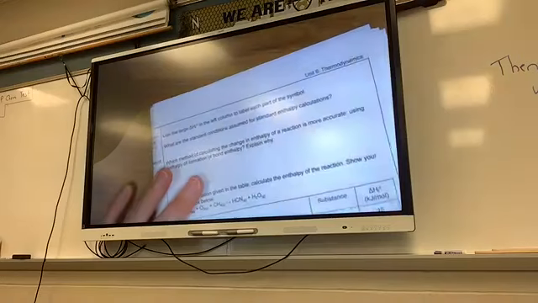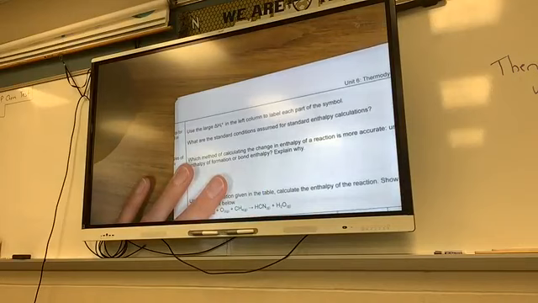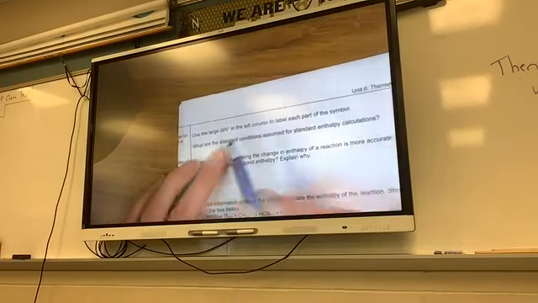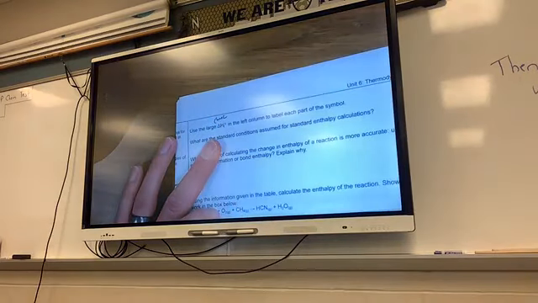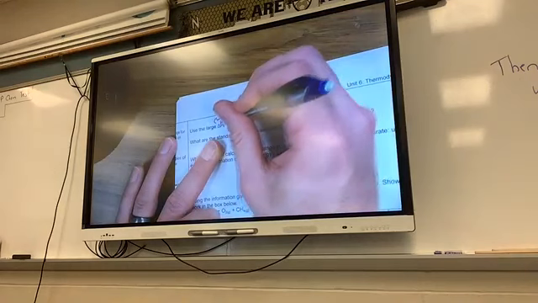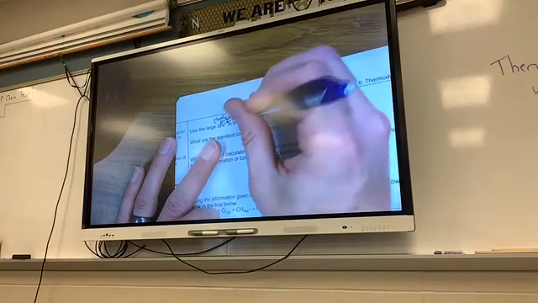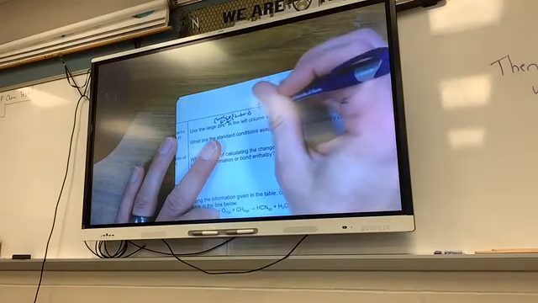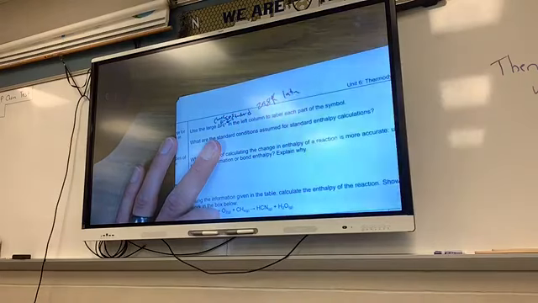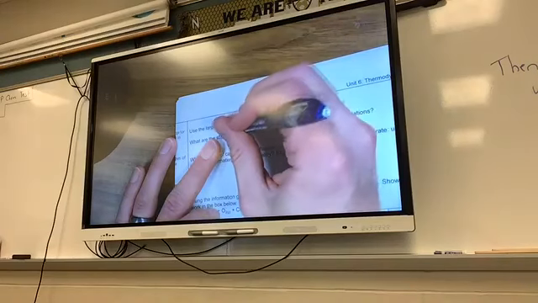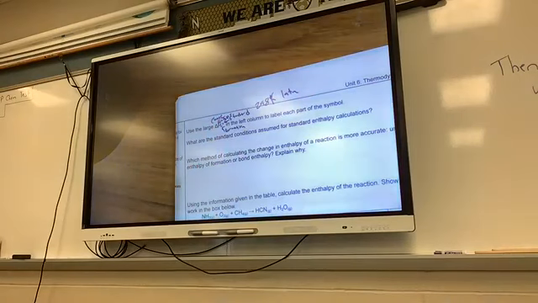Here we go. Use the large delta H in the left column to label each part of the symbol. Okay. Well, we know that delta is what? Change. H is enthalpy. What does a little zero mean? Standard conditions, which are what? 298 Kelvin and 1 atm. And what's F? Formation. That's it. Okay.